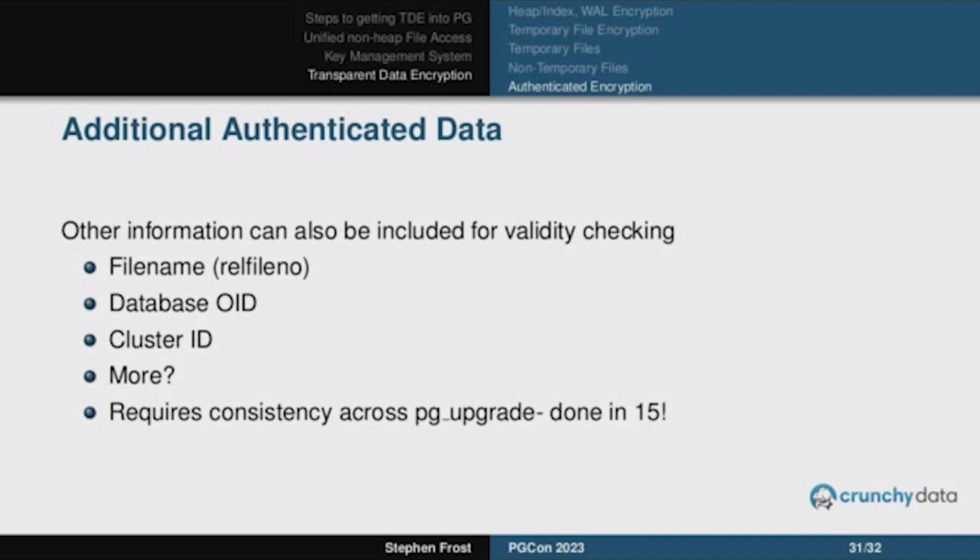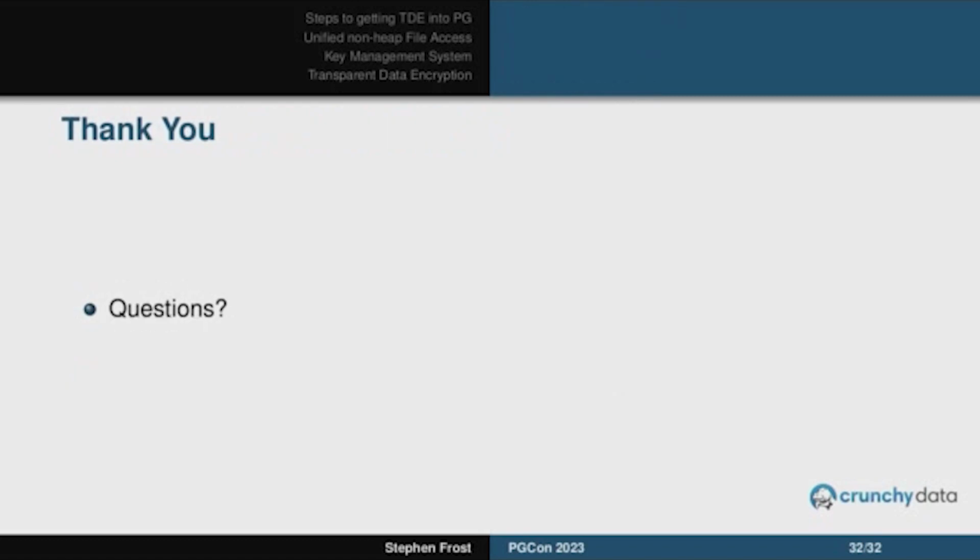And additional authenticated data. These are the things that we were talking about including: rel file node, database OID, the cluster ID, possibly other things. There's no real hard requirement to keep the set of data we put in this small, because it's just stuff that's getting included in the hash that's generating the auth tag. So we could certainly add in other things. And this approach deals with, as I mentioned before, not wanting things to move around, so you want the block ID in there as well. That's basically what I had in terms of a slide deck.